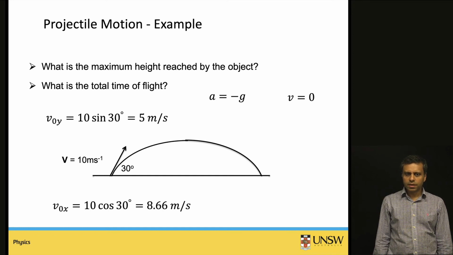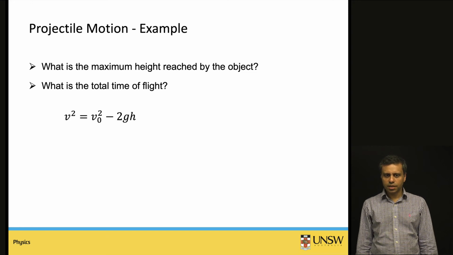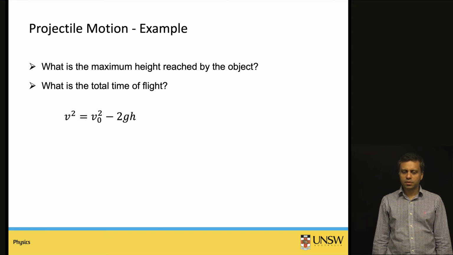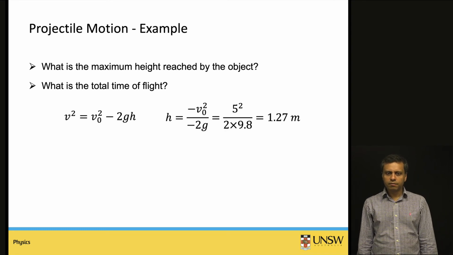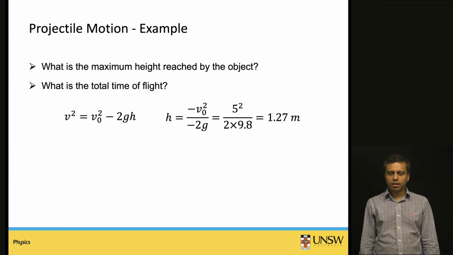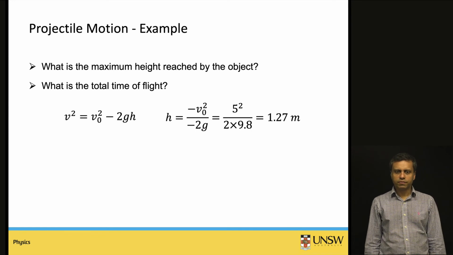And then we can just apply this equation, v squared equals v naught squared minus 2gh. Notice that we have used a equals minus g. And we have to find h, the maximum height reached. So we know the initial velocity in the y direction and we know the magnitude of g also. So we get the maximum height as 1.27 meters.